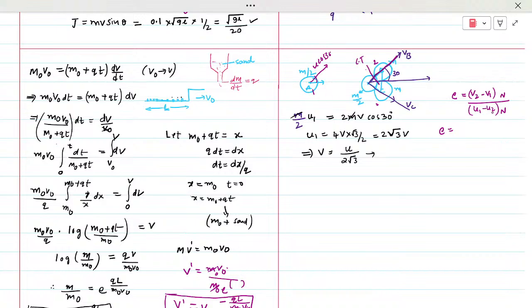So U1 along the normal, U2 is equal to 0. Therefore V2 minus V1 is equal to 0. Therefore V2 normal is equal to V by U1 normal, which is U cos 30. So already we know V is equal to U by root 3. So substitute now U by 2 root 3 into U into root 3 by 2. So 2 gets cancelled, U gets cancelled. That gives e is equal to 1 by 3. This is the answer.